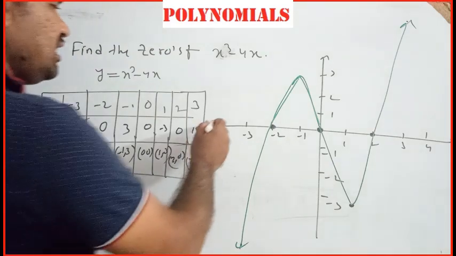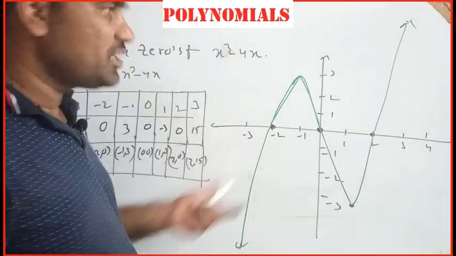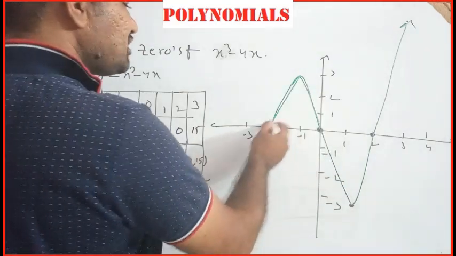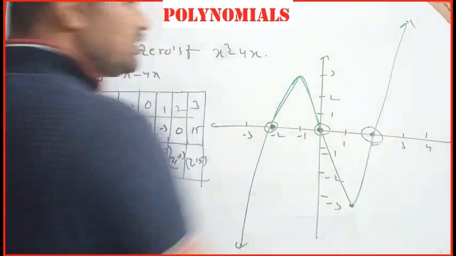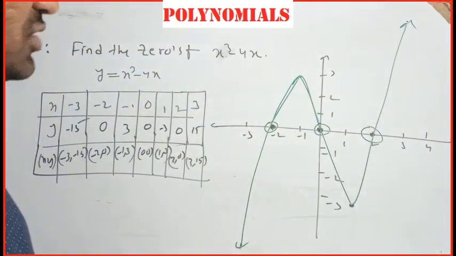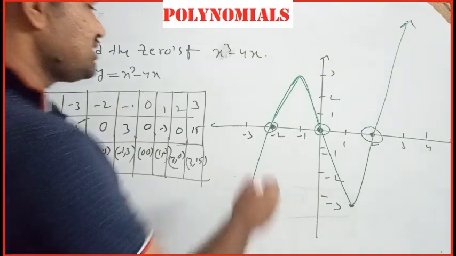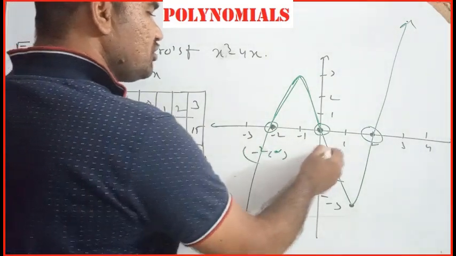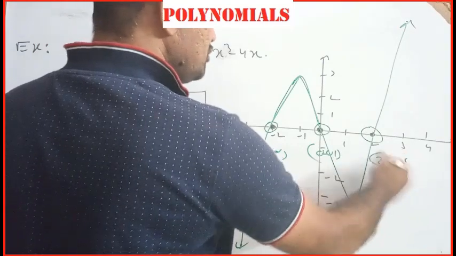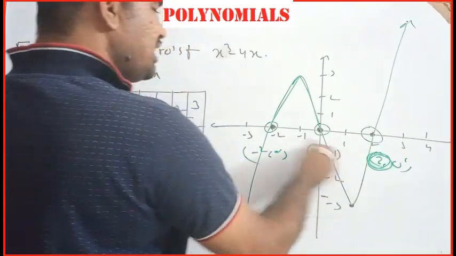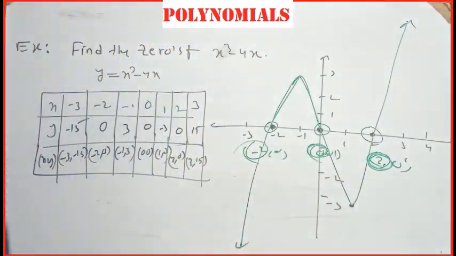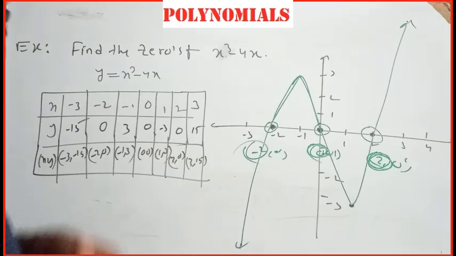So clearly this graph is showing that it is intersecting the x-axis at 3 different points. It intersects the x-axis at the points (minus 2, 0), (0, 0) and (2, 0). Their x coordinates are taken as the zeros of that polynomial. Therefore 2, 0, minus 2 are the zeros of this polynomial.